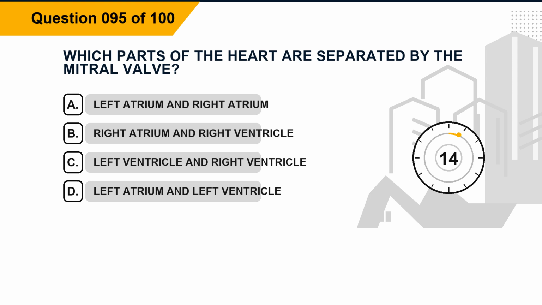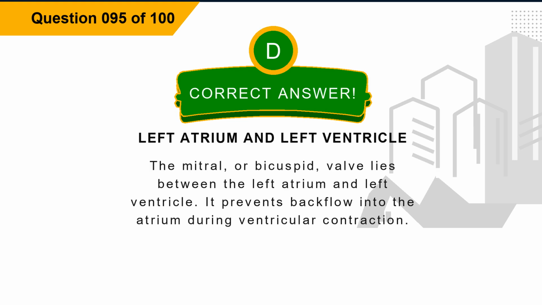Question 95. Which parts of the heart are separated by the mitral valve? Option A, left atrium and right atrium. Option B, right atrium and right ventricle. Option C, left ventricle and right ventricle. Option D, left atrium and left ventricle. The correct answer is option D, left atrium and left ventricle. Explanation. The mitral, or bicuspid, valve lies between the left atrium and left ventricle. It prevents backflow into the atrium during ventricular contraction.